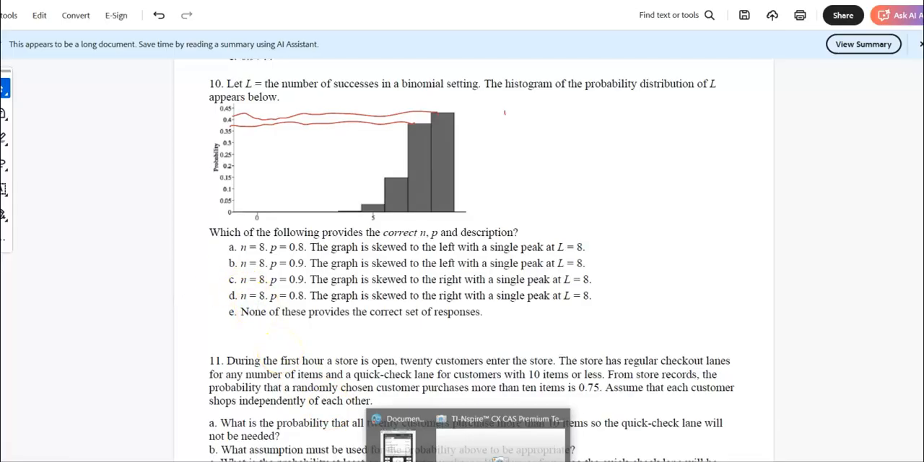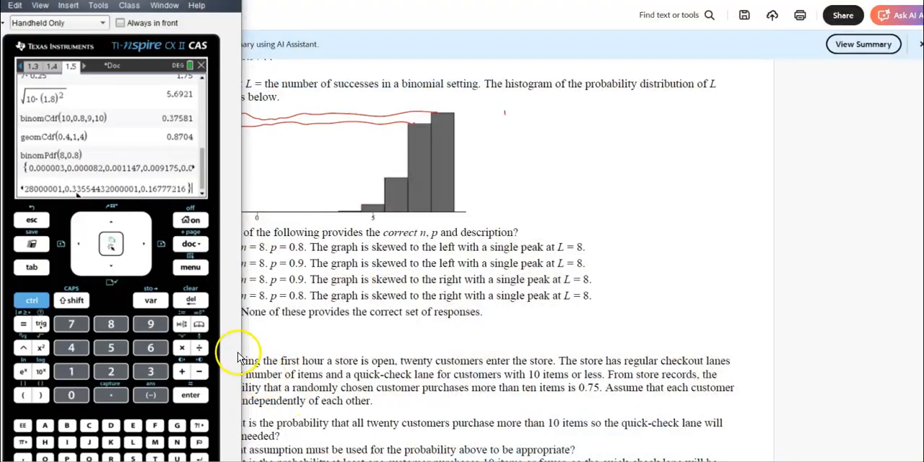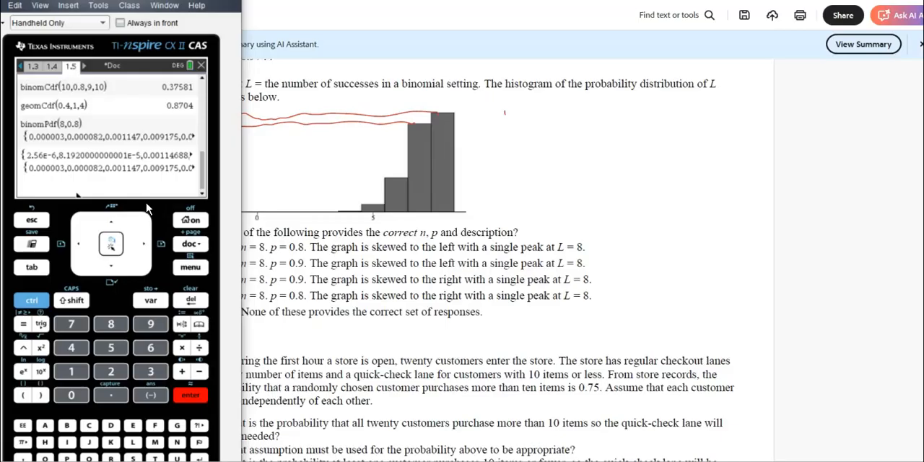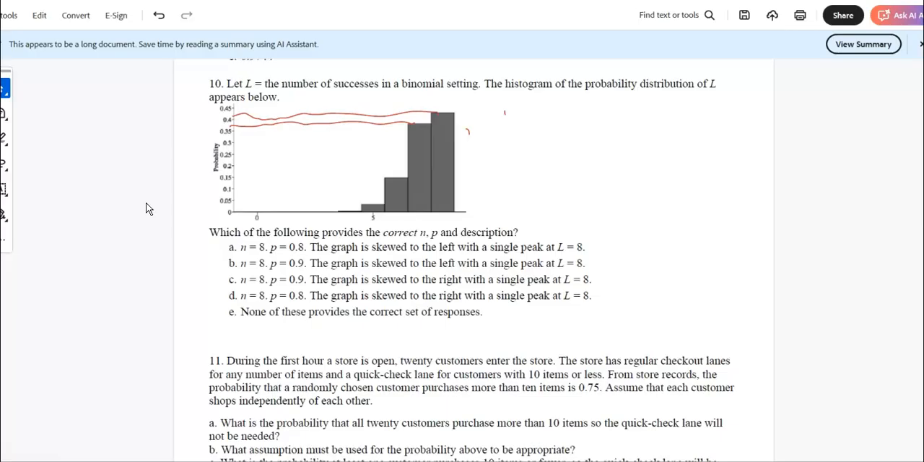Let's try another one. Try 0.9. So that one's 43, and that's 38. Ooh, I like that. 43 and 38 looks about right there. That's where I had gone to. So I know it's 0.9. The graph is skewed to the left. Yeah, that sounds right. So it's got to be B.